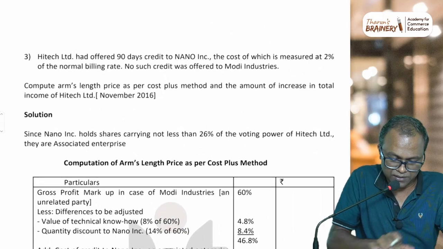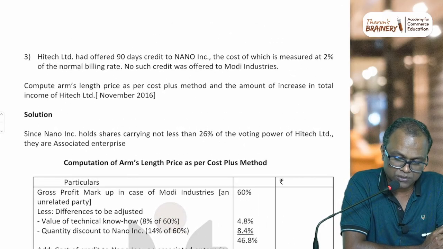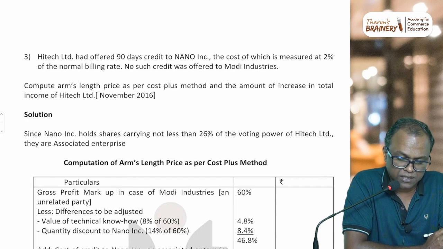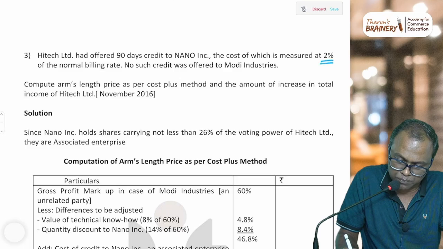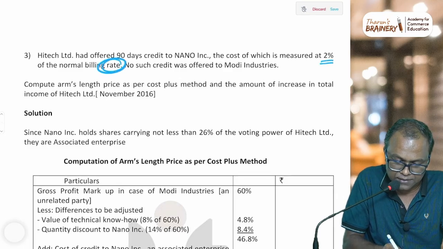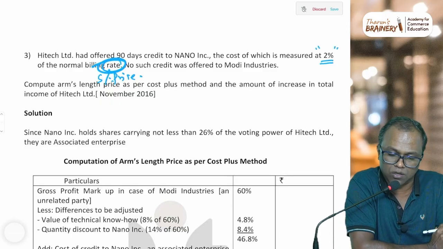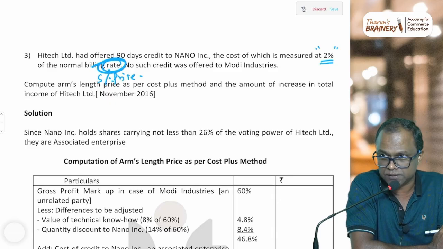And the third difference, High-Tech Limited had offered 90 days credit to Nano Incorporation. Okay, if we are giving credit to Nano Incorporation, related party, we will bill more because we are incurring expense. So the margin will be more. The cost of which is measured at 2% of the normal billing rate. Yeah, here it is very important. 2% of normal billing rate. Rate means price, selling price. Here we can adjust directly, not on margin. No such a credit was offered to Modi Industries.